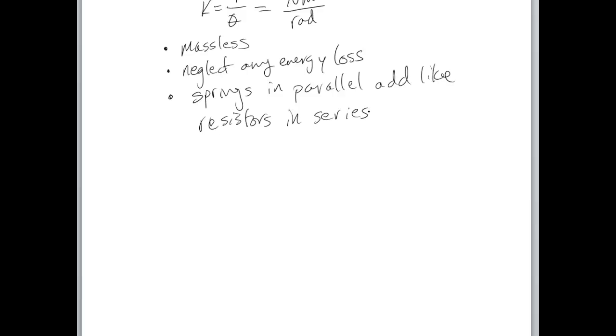Springs in parallel add like resistors in series. For example, if I had a wall and I had two springs, these are linear springs just to show you the concept, and then I was going to apply a force to these two springs. If this is spring constant 1 and spring constant 2, the total spring constant would be K1 plus K2. And springs in series will add like resistors in parallel.